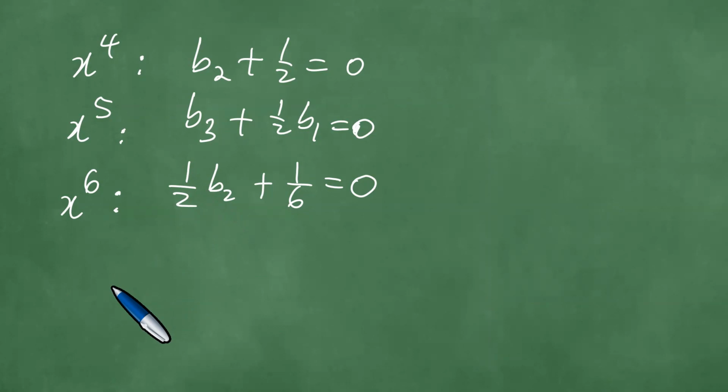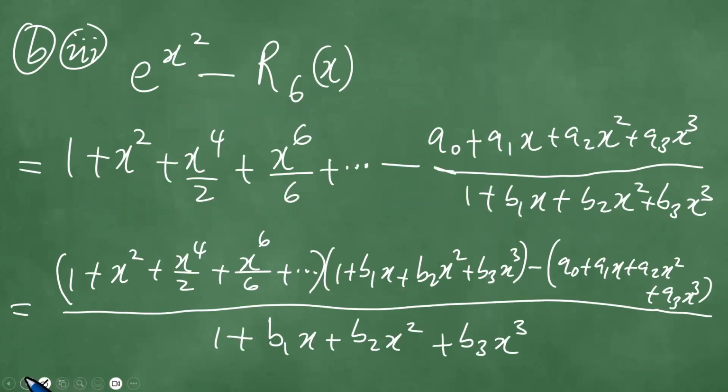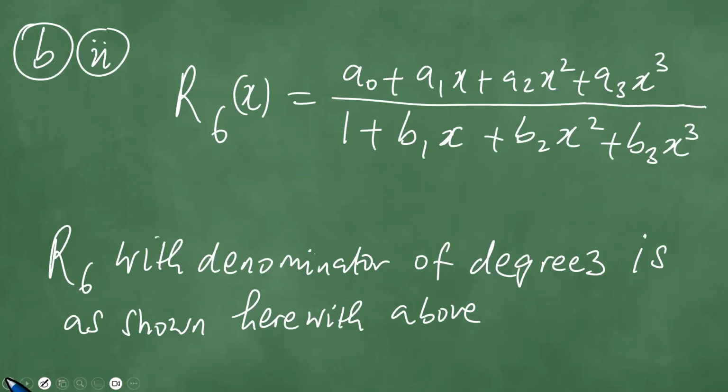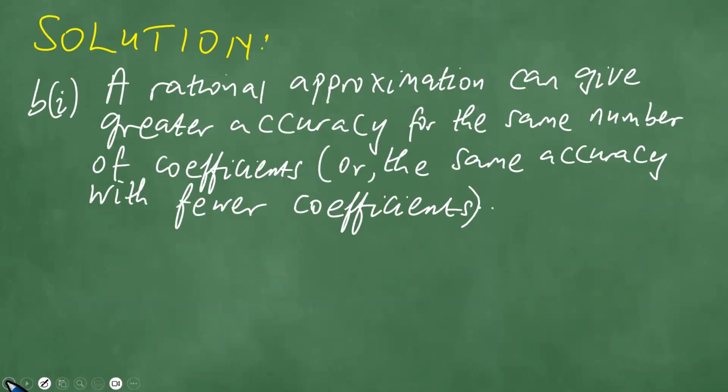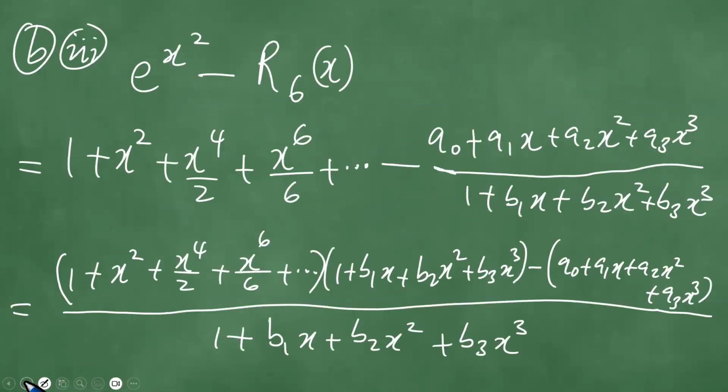Obviously the question asked us not to find the coefficients, because they said do not solve these, but we can proceed to solve these. I just looked at them and realized that it's very easy to solve them. Because here's the question: write down the R6, set up the equations to find the coefficients, but do not solve the system. But this one is a very simple system to solve.